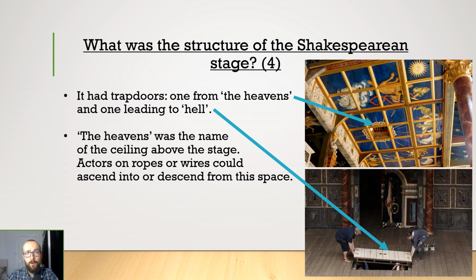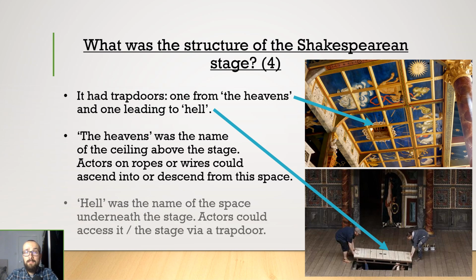Furthermore, actors on ropes and wires could ascend into or descend from the heavens in Shakespeare's plays. Think about Ariel in The Tempest or Puck in Midsummer, for example, and how this trapdoor would allow their otherworldly characteristics to be captured on the stage.